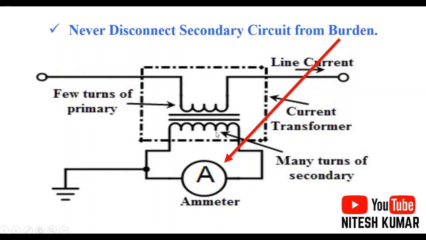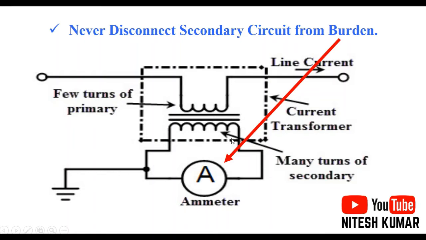What is meant by burden? In the picture here, you are looking that this one is the primary winding of the CT. At the bottom, this is the secondary winding of the CT, and you are looking that this secondary winding is connected with the ammeter, okay. Instead of this ammeter, the relay can also be connected, okay. So you are looking that there is a closed path of the current from the secondary winding to the ammeter, and then it is making a closed path like this, okay.